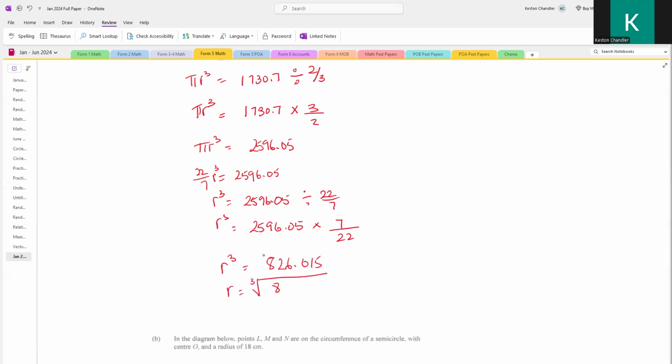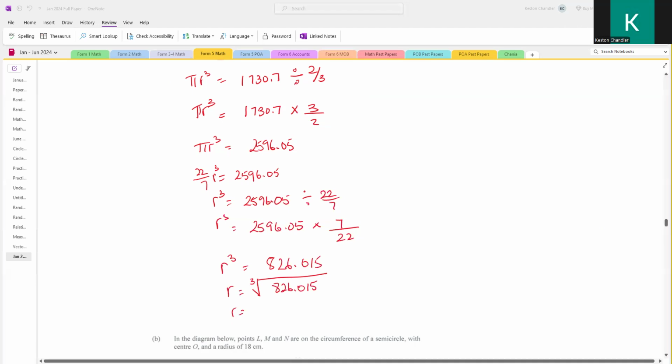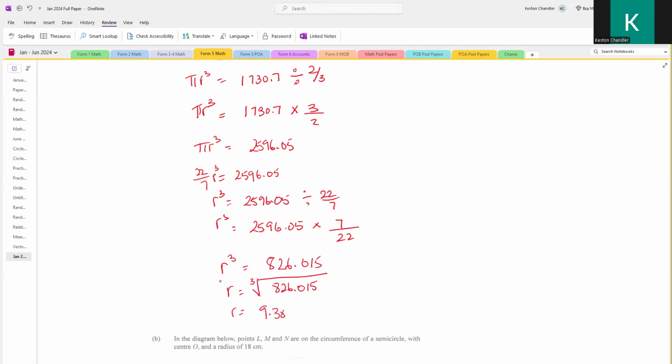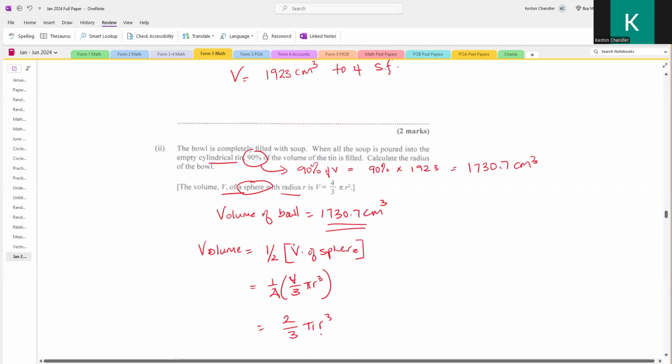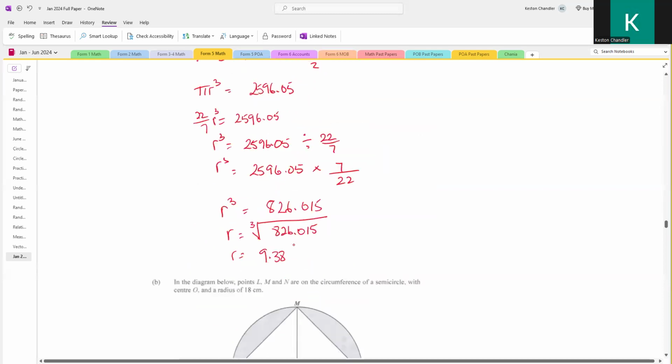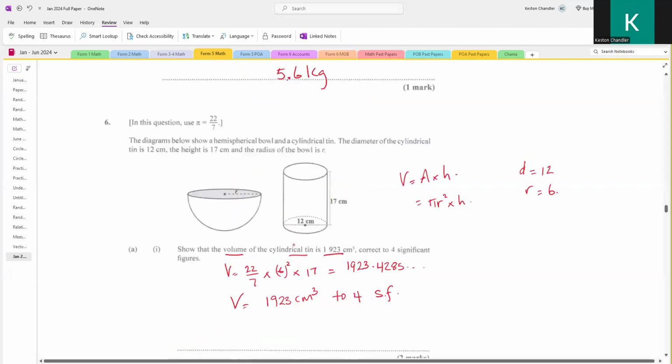Why? Because I'm moving this cube across the equal sign. Even though I write this on my calculator, I have a longer value, so that's what I'm finding the cube root of. And that's going to give me 9.38. Just double check to see if they tell you to write it to any specific value. No. All right, we put it to 2 decimal places. And this is in what unit? Centimeters.